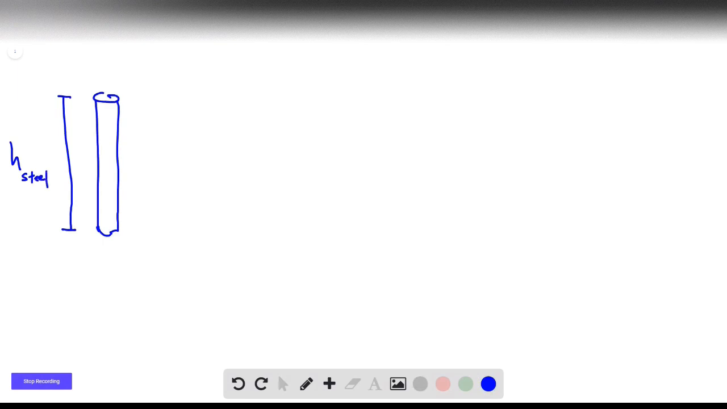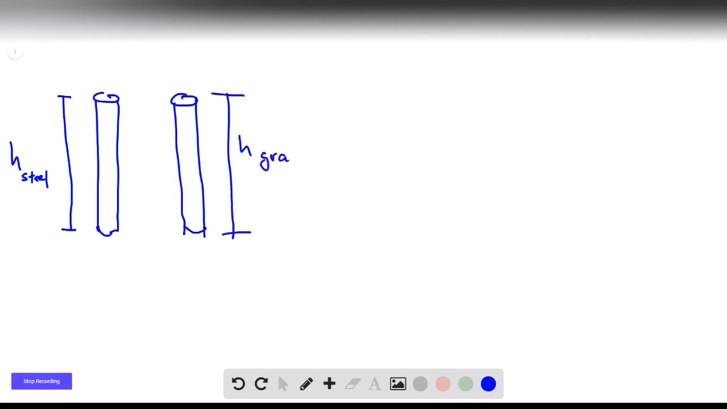Once again, welcome to a new problem. This time we have two columns. One column has to do with steel. It's a steel column that's going up until a specific height, h. So we'll call that h of steel. And then we have another column. We don't know what the height is, but this one also is made of a different material, so height of granite.